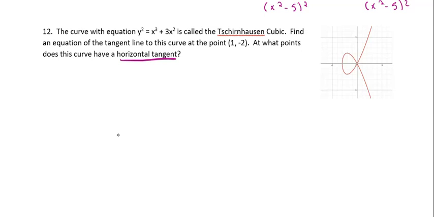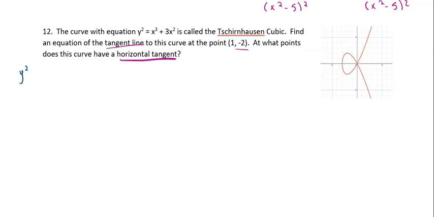So we're trying to find an equation of the tangent line, and we're trying to see where the curve has a horizontal tangent. If we're trying to find the equation of the tangent line, then that means we need to take the derivative and then write the equation of our line. So let's start with our derivative here, and then we'll use it for both pieces.